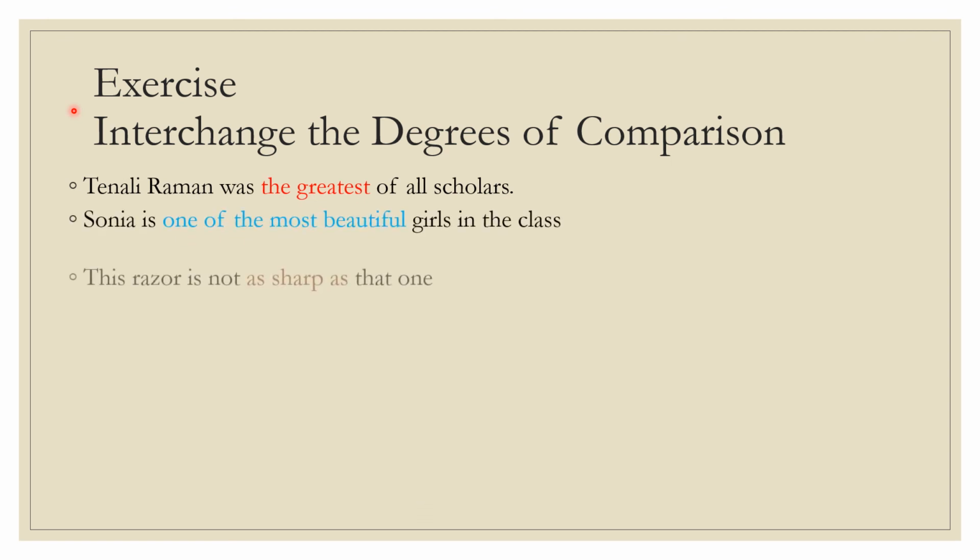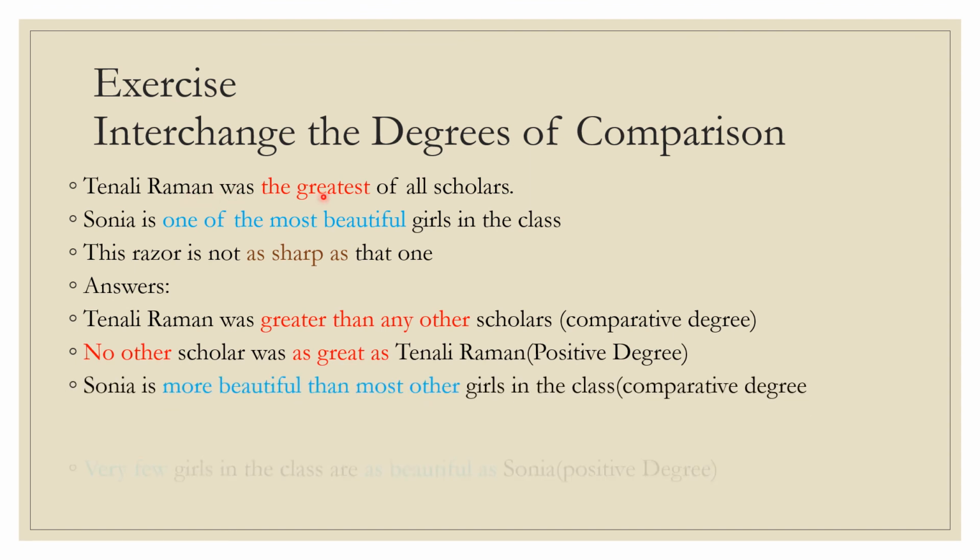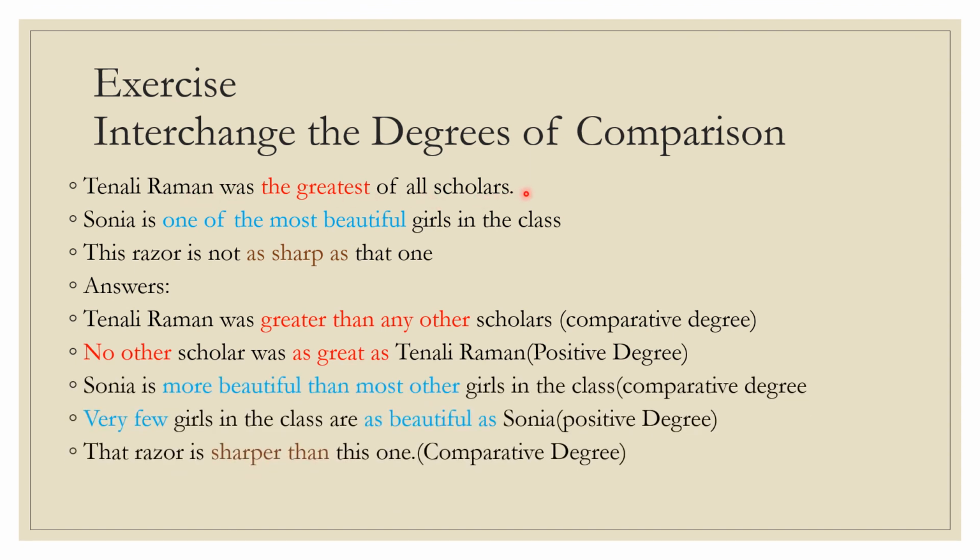Interchange the degrees of comparison of the following sentences. The first sentence: Tenali Raman was the greatest of all scholars. This is in the superlative degree, the greatest. So you will have to interchange it into the comparative and the positive degree. So in the comparative, it will be -er than any other. So the sentence in the comparative: Tenali Raman was greater than any other scholar. In the positive, you will begin with no other. So the sentence will be: no other scholar was as great as Tenali Raman.